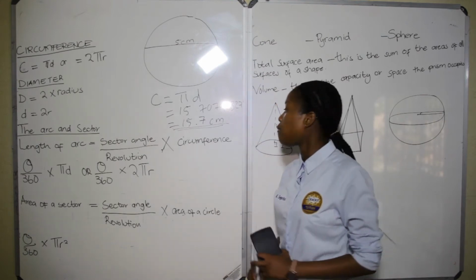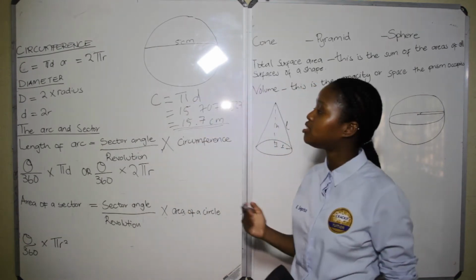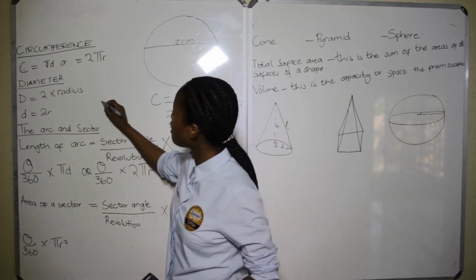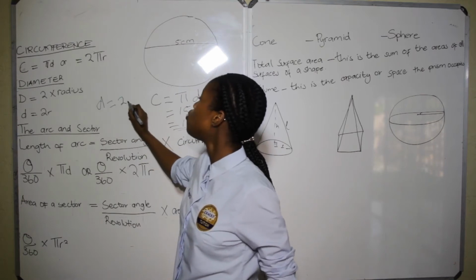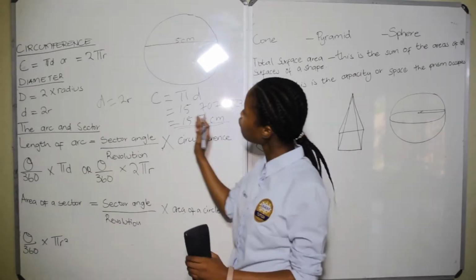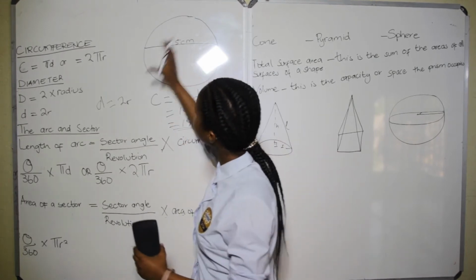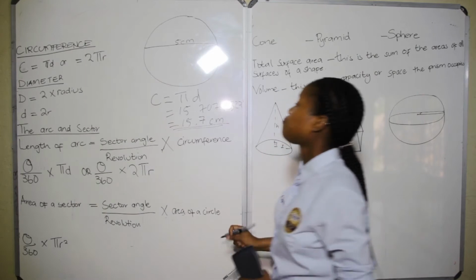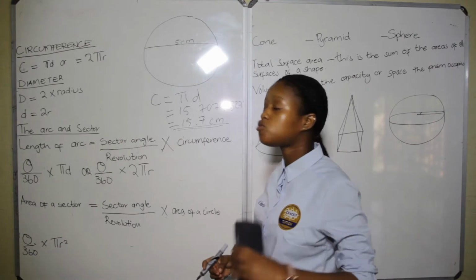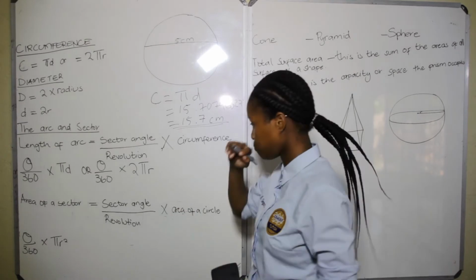Next, we're going to learn about the diameter. As I already told you what the diameter is, if you want to express it in terms of radius, what are you going to say? D is equal to 2r. Why do we say 2r? Because the radius is half of a diameter. In this case that we are given, you can still calculate this using the radius. Remember that we said alternatively, not pi d, you can use 2 pi r.